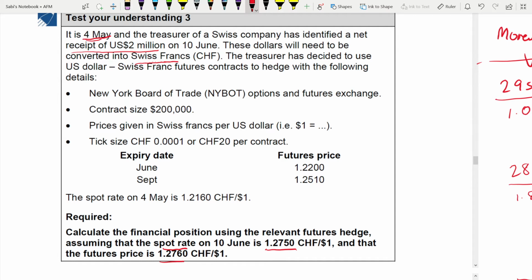Okay, you have been given the contract size. Prices will be given to you. It is Swiss franc per US dollar; US dollar is the base currency. They will give you the tick size, 20 per contract. Okay, you have two futures: one is June future, one is September future. Which future you need to select? You have to write it. Whether you are going to buy or sell, you need to write it. And the opening future prices are given here. Spot rate on 4th May. This is on 4th May. This spot is on the 10th June.